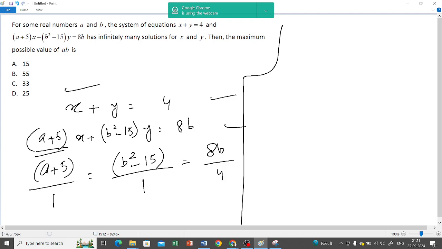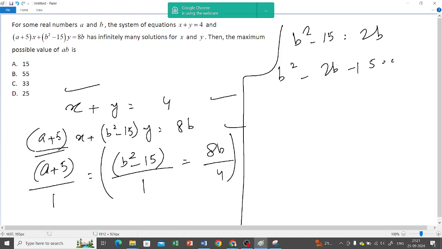Okay, for some real numbers a and b, the system of equations this and this has infinitely many solutions, then the maximum possible value of ab can be. Okay, so now let me take this part. b square minus 15 is equals to 2b, or b square minus 2b minus 15 is equals to 0, or b square minus, so this is going to be 5 minus 3. I am doing middle term factorization.